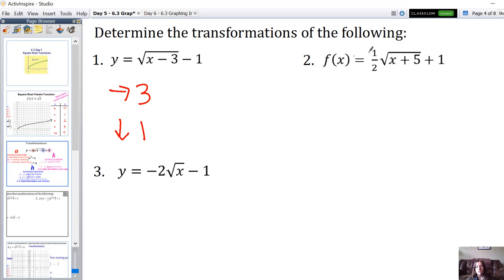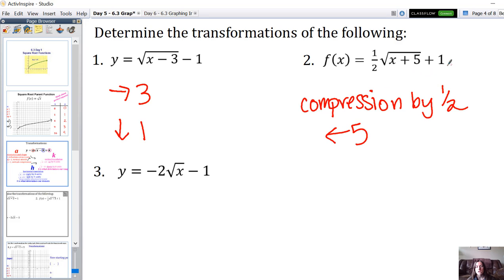Now we have f of x equals 1/2 square root of x plus 5, plus 1. This 1/2 that's in the front is going to be a vertical compression, meaning it's going to flatten out, compress by 1/2. That plus 5 on the inside tells us we're going to the left 5 units. The plus 1 on the outside tells us we're going up 1 unit.